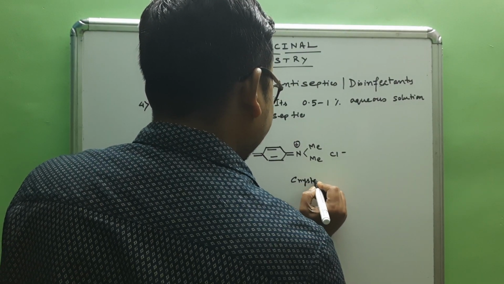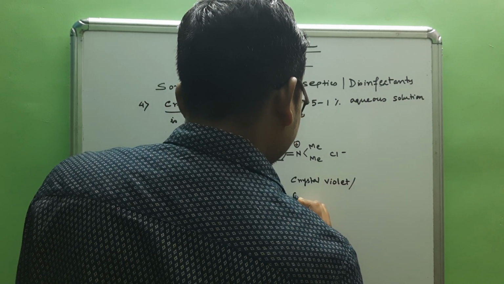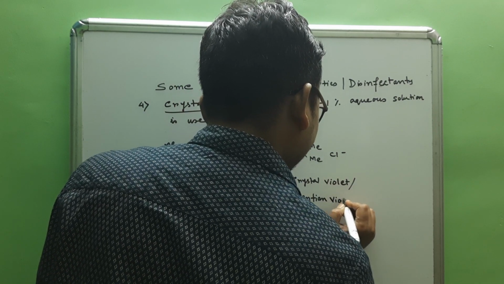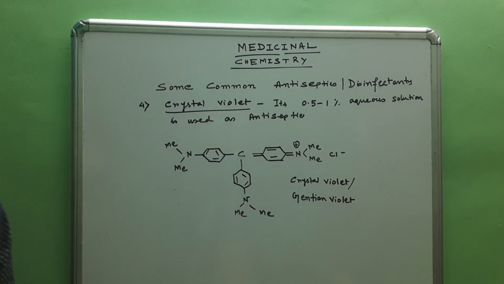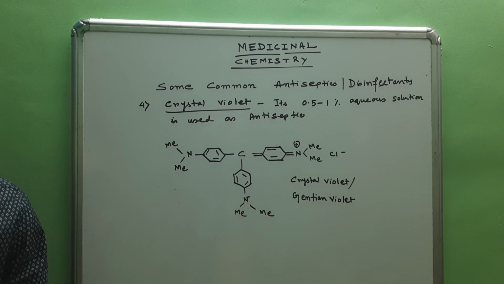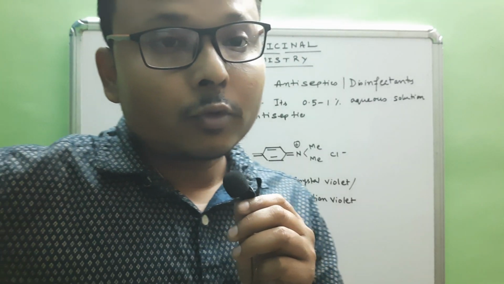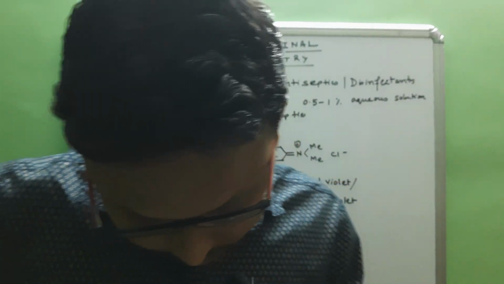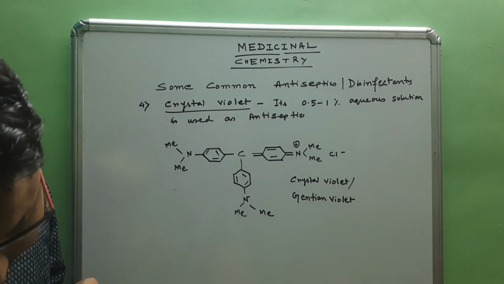The other name of crystal violet is Gentian violet. Crystal violet is useful to kill bacteria, but it is not so useful to kill microorganisms or mycobacteria.